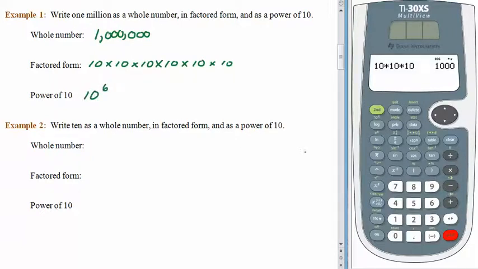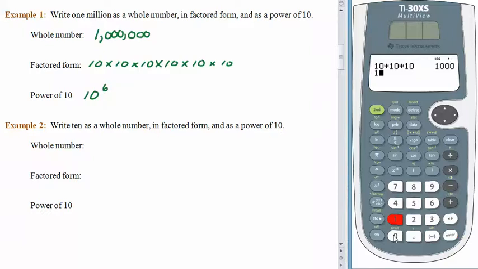So if that's wrong, I'm going to erase that 6. But let's just see what we have. 10 raised to the sixth power. 1, 2, 3, 4, 5, 6 zeros. There we go. A power of 10, 10 to the sixth. So 1 million is the same as 10 to the sixth power.